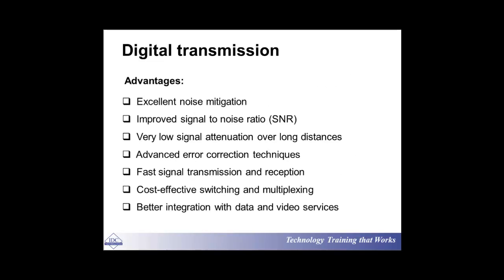So what are the advantages of digital transmission? Excellent noise mitigation, improved signal-to-noise ratio, or SNR, very low signal attenuation over long distances, advanced error correction techniques, fast signal transmission and reception, cost-effective switching and multiplexing, and better integration with data and video services. So it depends what kind of information you are going to send to the other party. Especially this noise is of utmost importance, right?